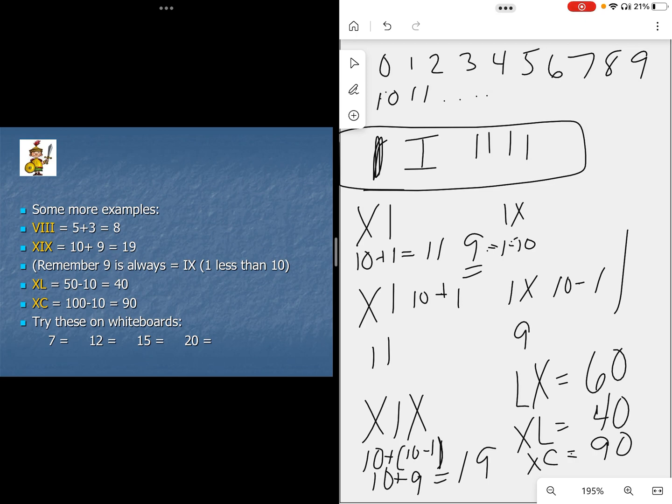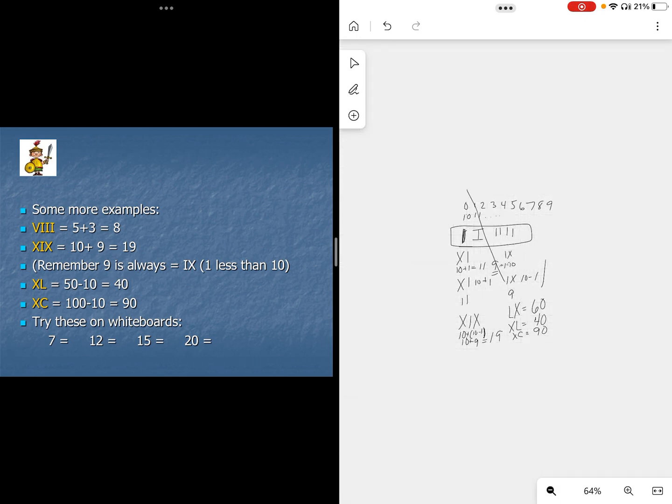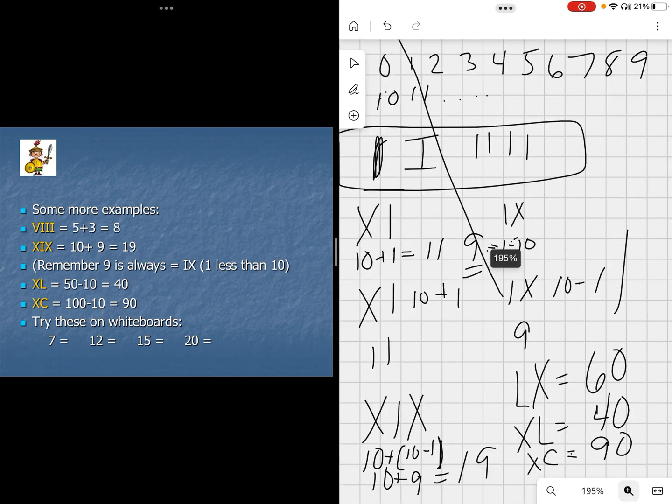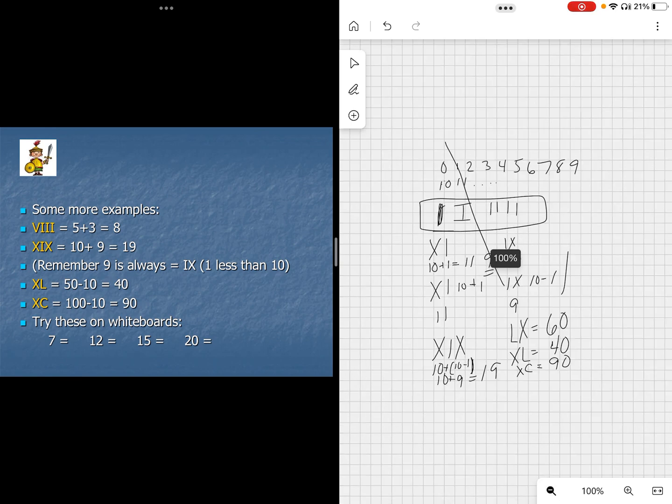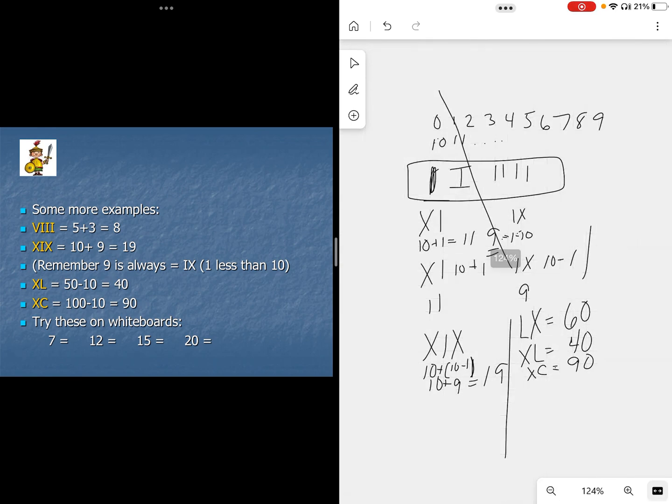All right, so let's use another way of looking at this. I'm trying to go to the next page, and it's not letting me. That's odd. Oh, well, it's not that important.